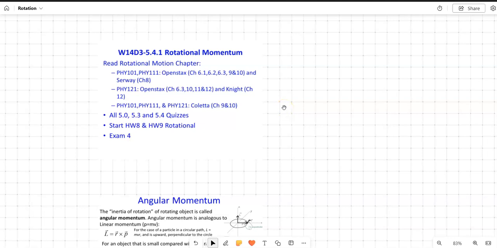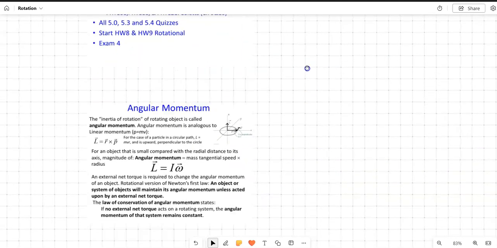Hello, everybody. This is Jim Corkins, and we're finishing up the very last part of rotation, and this is 5.4.1, and this is rotational momentum. So if you haven't done the reading, please do so now.